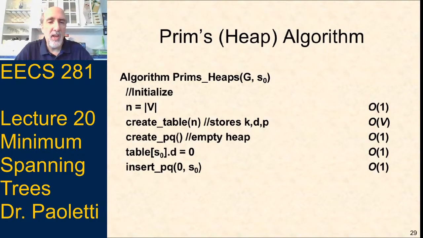Okay, create an empty priority queue, that's O of 1. Set table S0 to a distance of 0, so that's O of 1, changing somebody's distance to 0. And then I've got to insert S0 into the priority queue at a distance of 0. I add that to the priority queue. It's a cost of 1 because right now it's empty. Later on it won't be a cost of 1, but now it is. So this is all initialization.